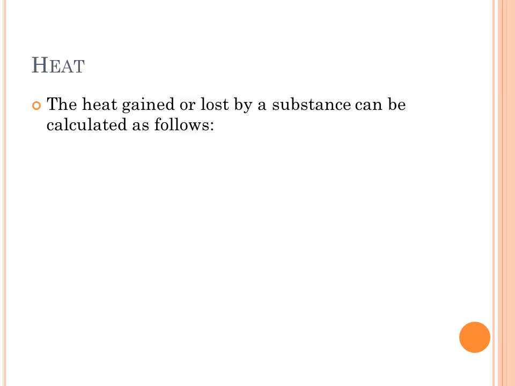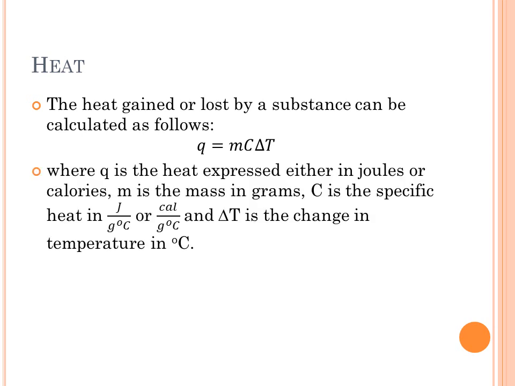Heat can be gained or lost by a substance and calculated using this equation, Q equals mc delta T, where Q is the heat, and it can have any energy unit, usually joules or calories, where m is the mass in grams, c is the specific heat, either in joules per gram degree Celsius or calories per gram degree Celsius, depending on the energy unit used for the heat, and delta T is the change in temperature in degrees Celsius.